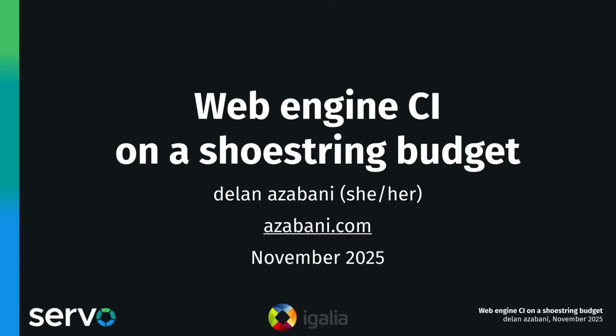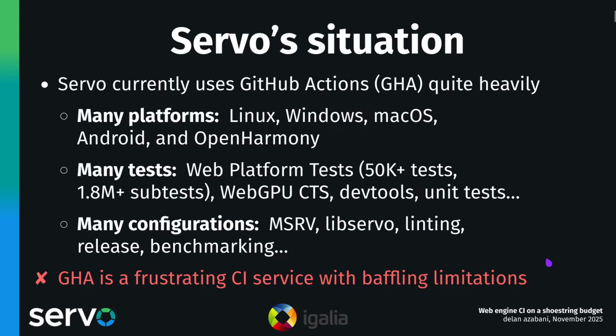Let's talk about how Servo can have fast CI for not a lot of money. Servo is a greenfield web browser engine, and being a web browser engine, it has some pretty demanding requirements for its CI setup. We have to build and run Servo for many platforms, including 3 desktop platforms and 2 mobile platforms. We have to run many tests, the main bulk of which is the entire web platform test suite, which is almost 2 million subtests.